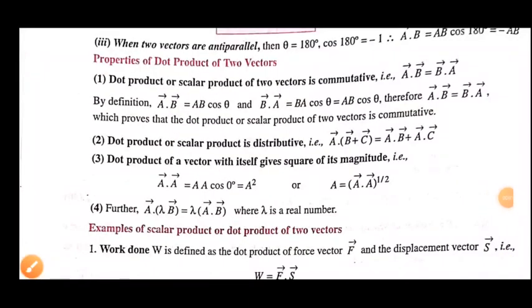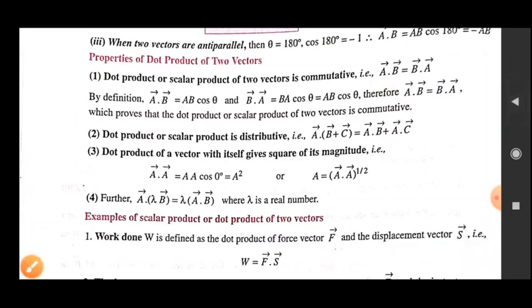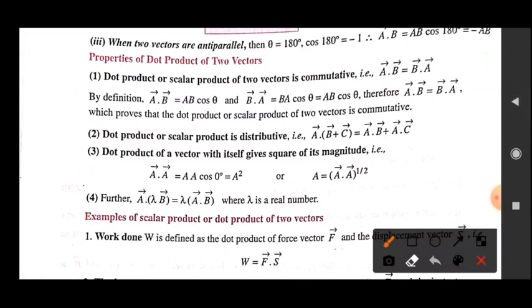Now let's see the properties of the dot product of two vectors. The first property is that the dot product or scalar product of two vectors is commutative. Commutative means what? If you are taking the product of two vectors as a dot b and then b dot a, both will be the same. There is no effect whether you write a dot b, that is ab cos theta, or b dot a, ba cos theta, both are the same thing.